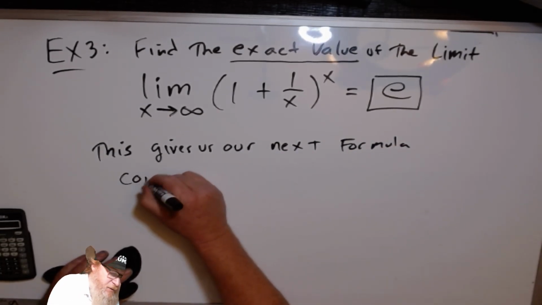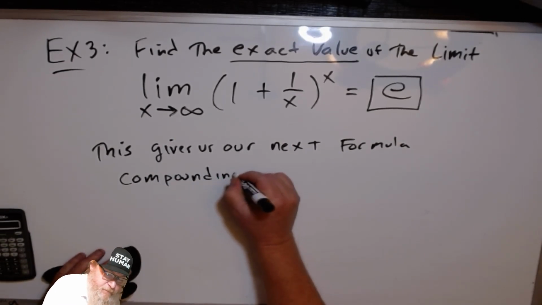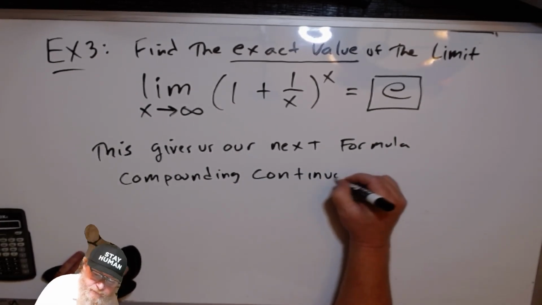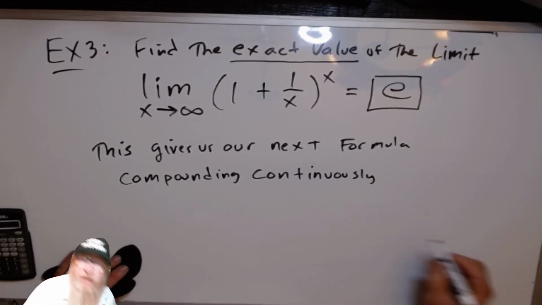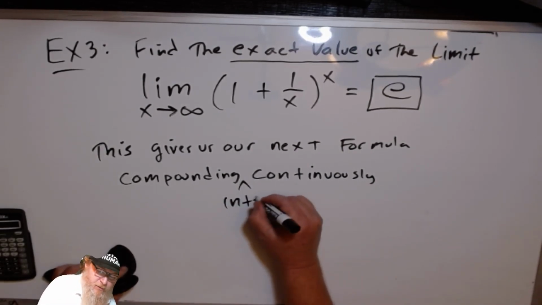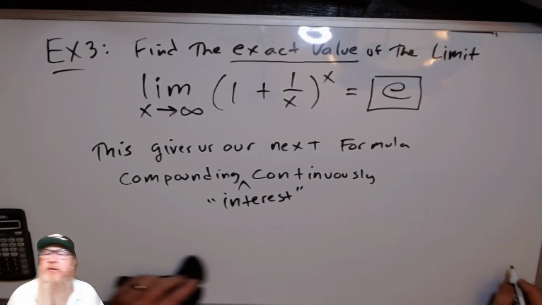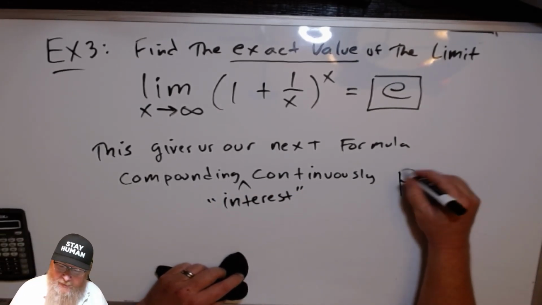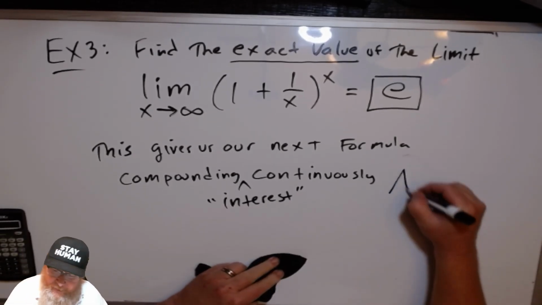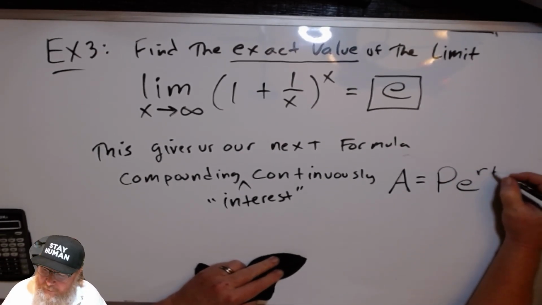Called compounding, or compounded. I'm going to say compounding continuously interest. Sorry, I forgot to put the word interest in here. So going back to the first example we did, look how much easier the formula is. I wrote down the wrong letter. It's easy if you write it down correctly. It's sometimes called the PERT formula.